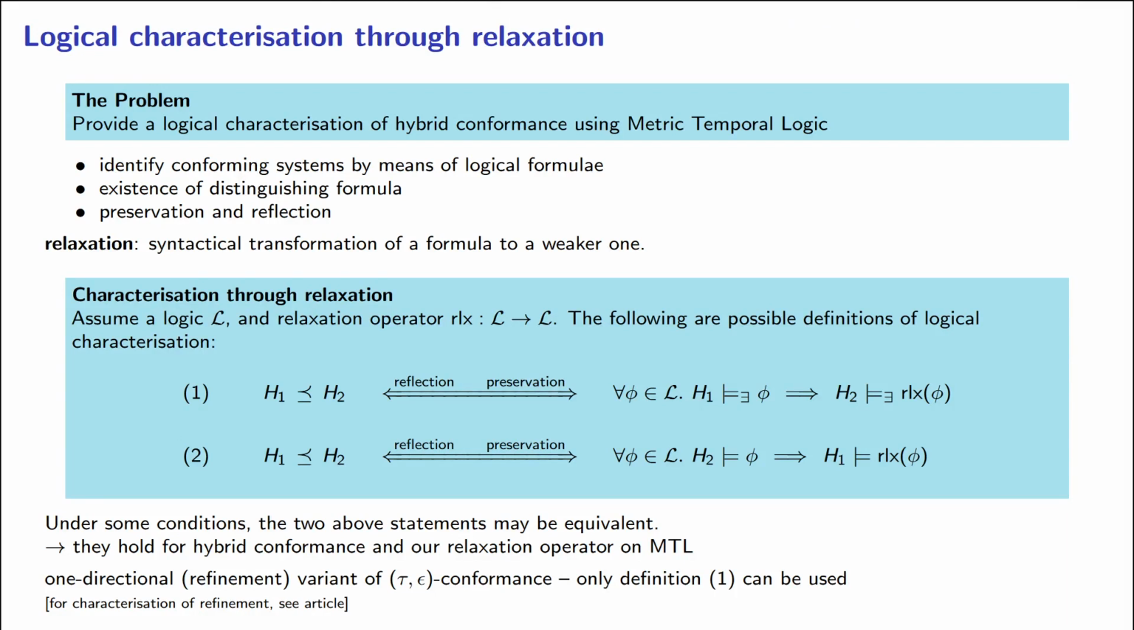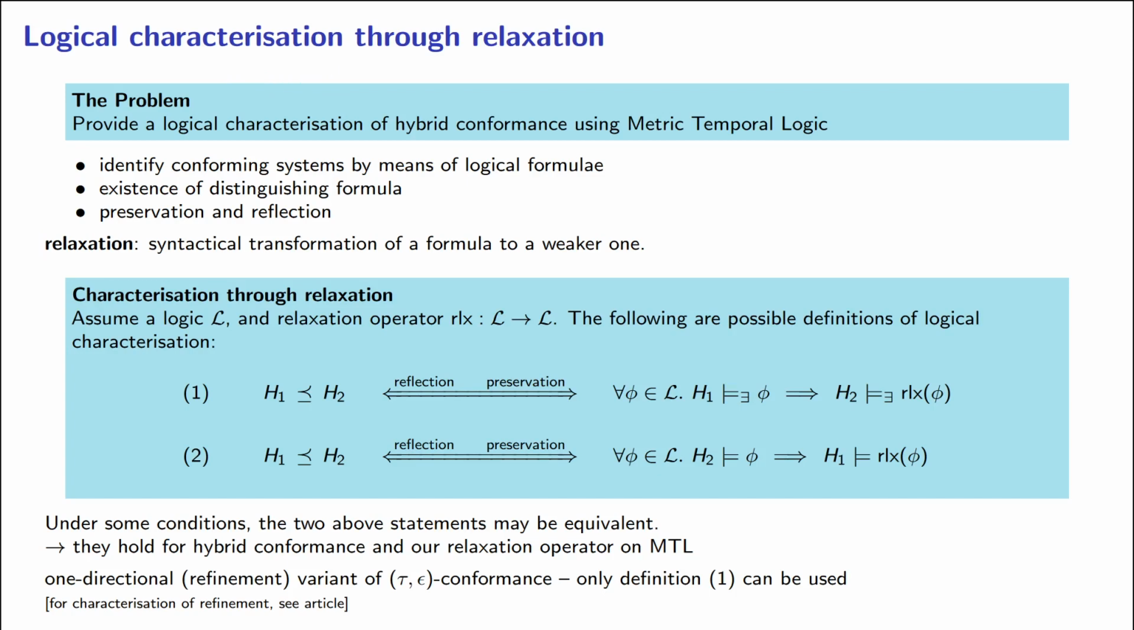Now, how can we provide a logical characterization of tau epsilon conformance? In general, logical characterization is a scheme to provide an alternative definition of a conformance relation through the logic, where we know which formulae are preserved, and also all non-conforming systems can be distinguished by some formulae. How exactly we accomplish it is up to us, but we are interested in relaxation of properties, and this is our natural way to provide characterization.